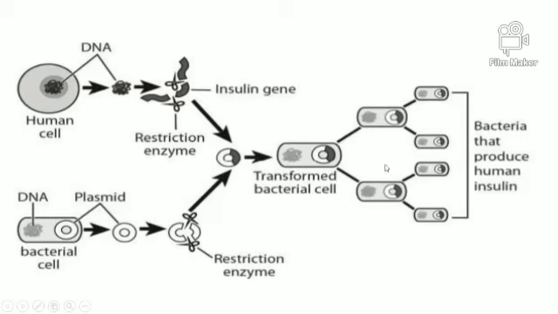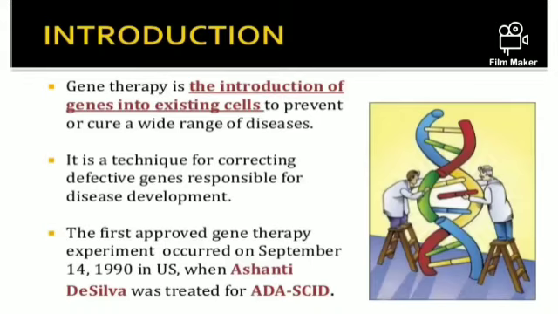grow, 1 to 2 cells, 2 to 4 cells, like this they are growing. But when they are growing, they are producing bacteria with human insulin. So inside that you have that insulin. Then you extract that insulin from this bacterial cell and use it for the diabetic patient. So in this way, with the help of recombinant DNA technology, you do insulin production.